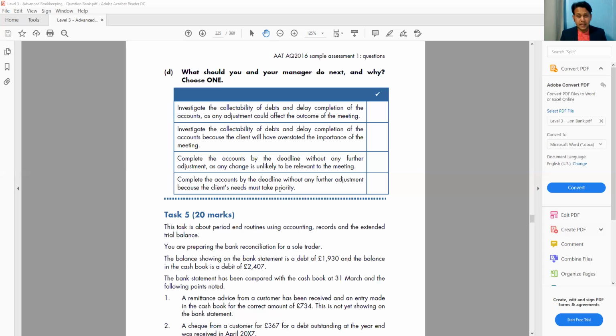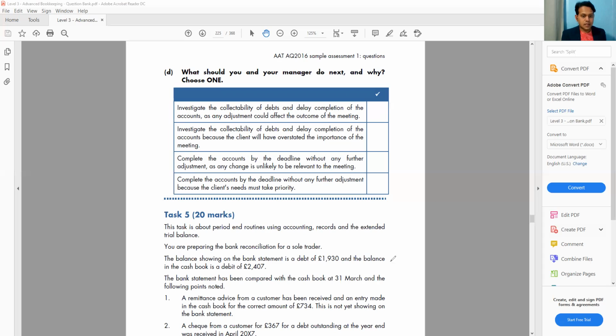So which of the relevant steps will apply to this ethical question? Based on these four, we can see obviously the first one is really relevant, because we cannot just complete because of the deadline. We have to wait, because any adjustment is likely to have an impact on the outcome of the meeting, so we need to make sure any adjustment we make is relevant to the meeting.